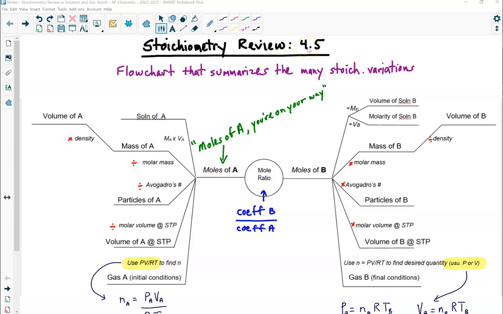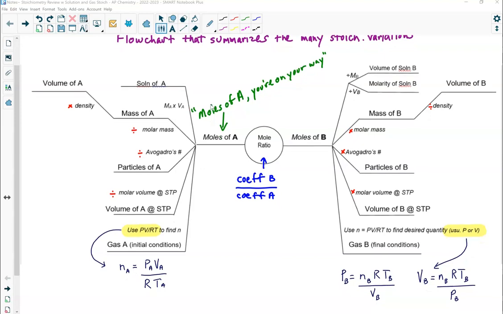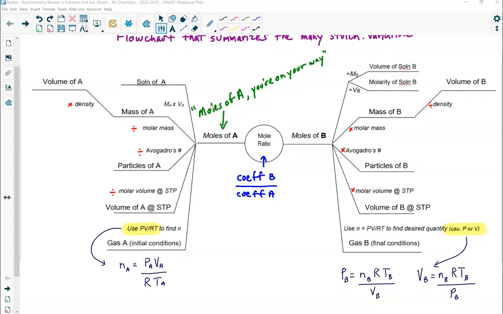This is topic 4.5 in the AP curriculum. Most of this, again, should be a review because we did a lot of stoichiometry in your sophomore chem class. This screen shows an overall flowchart, which I will refer to several times throughout the notes, but it gives you an idea of the whole range of stoichiometry problems that can be presented.